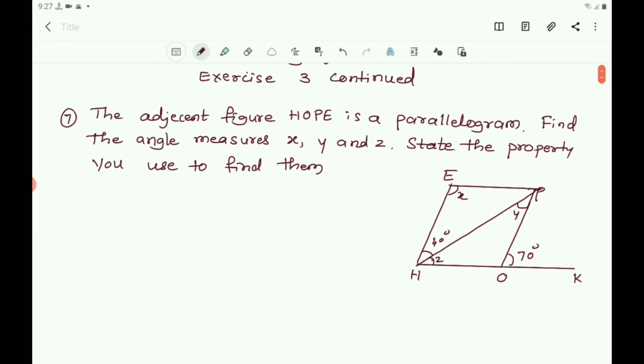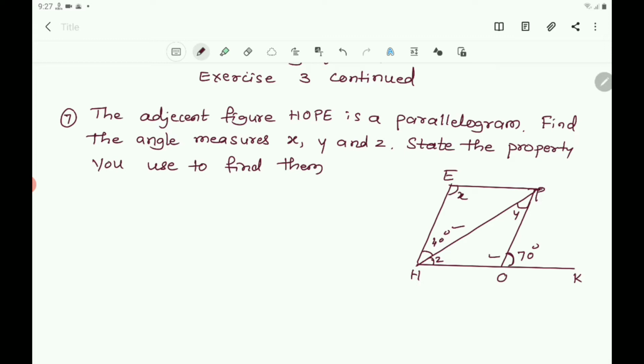Here HOP is a parallelogram and one exterior angle is given at O when HO is produced to some point. So let us consider that point is K here. Here it is given that angle POK is equal to 70 degrees, and angle EHP is given, that is 40 degrees. Now let us find the angle HOP. So how will you get the angle HOP?